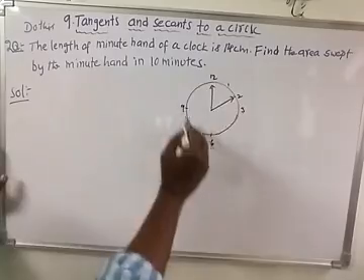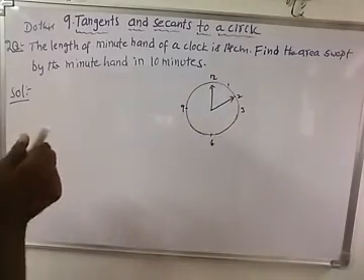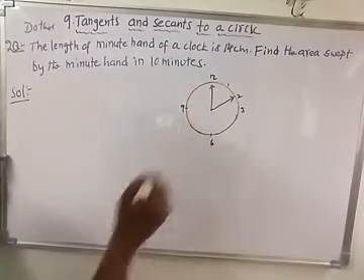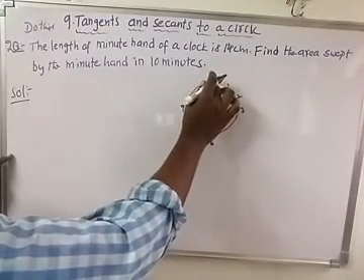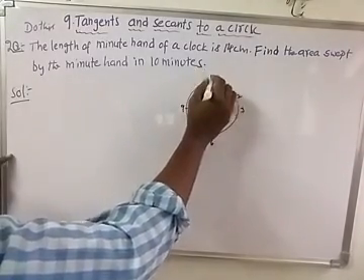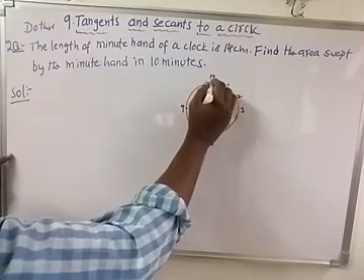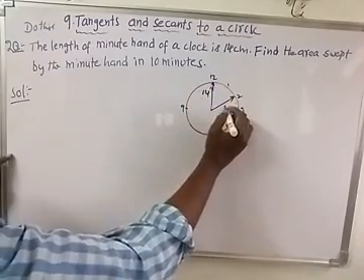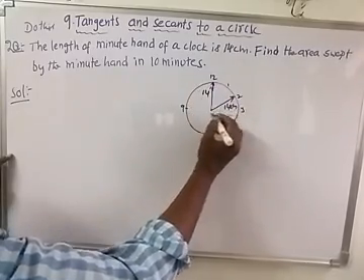So, this is a clock. In this, it is a minute hand. This radius is how much? That is 14 centimeters. This is 14 centimeters.